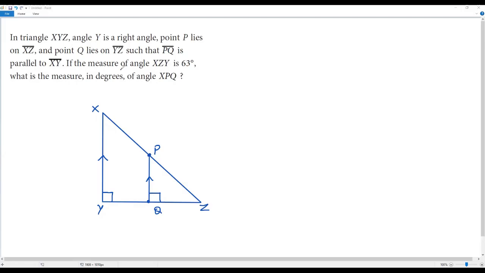Now let's consider the information we have over here. That is, the measure of angle XZY is 63 degrees. So here we have X, Z, Y. So the measure of this angle is 63 degrees.